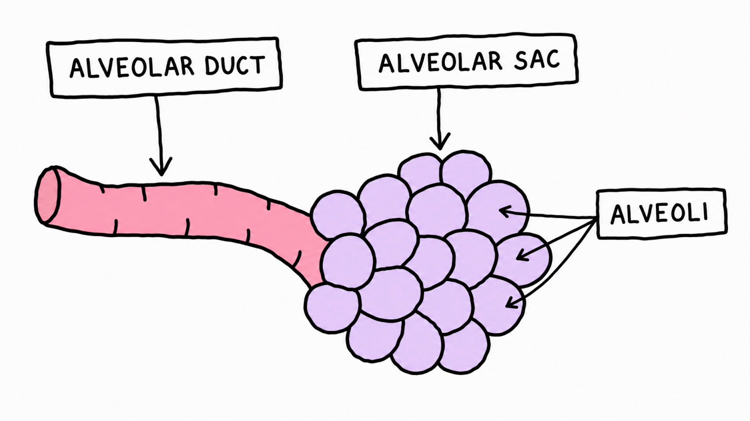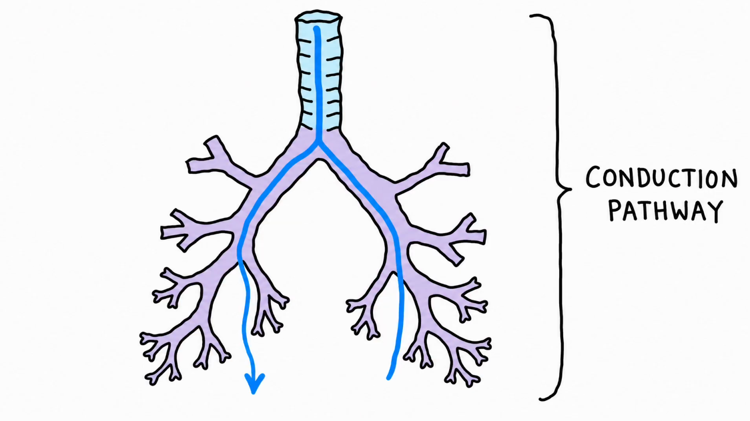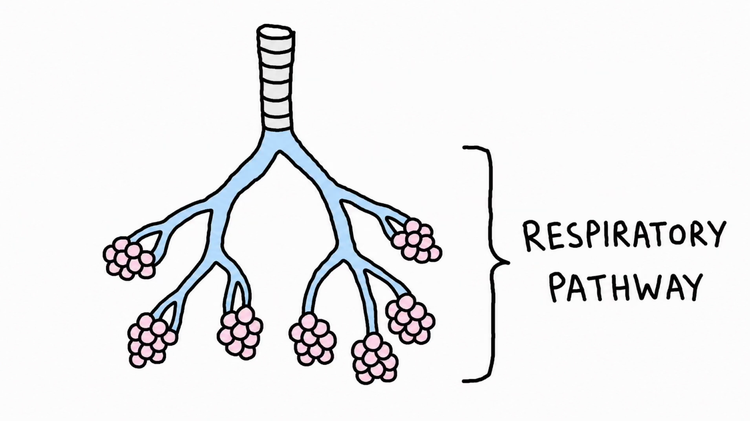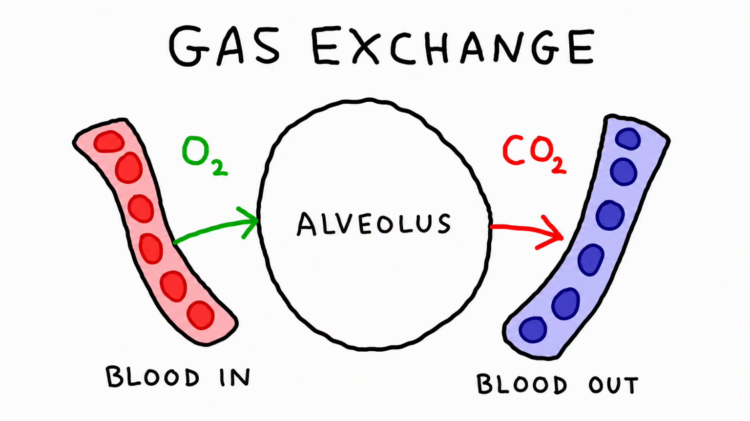So all of the structures of the bronchial tree down to the terminal bronchioles are part of the conduction pathway since they transport air and do not take part in gas exchange. And so the structures between the respiratory bronchioles and the alveoli are part of the respiratory pathway since they actually contain the alveoli and perform the gas exchange.